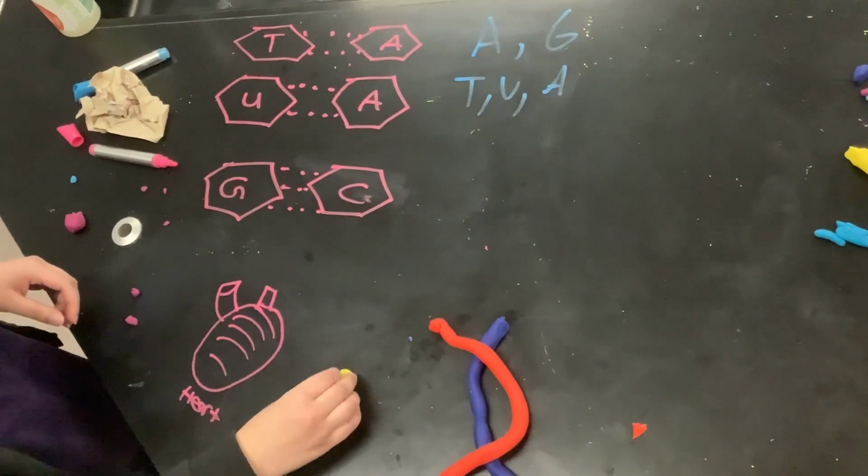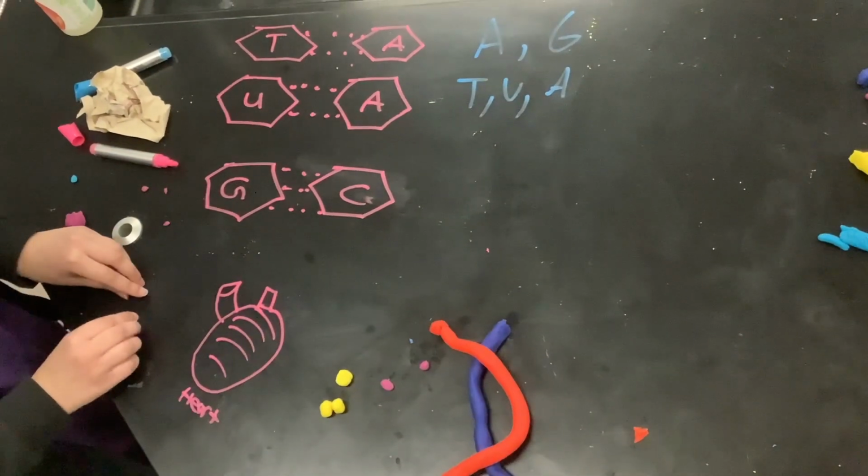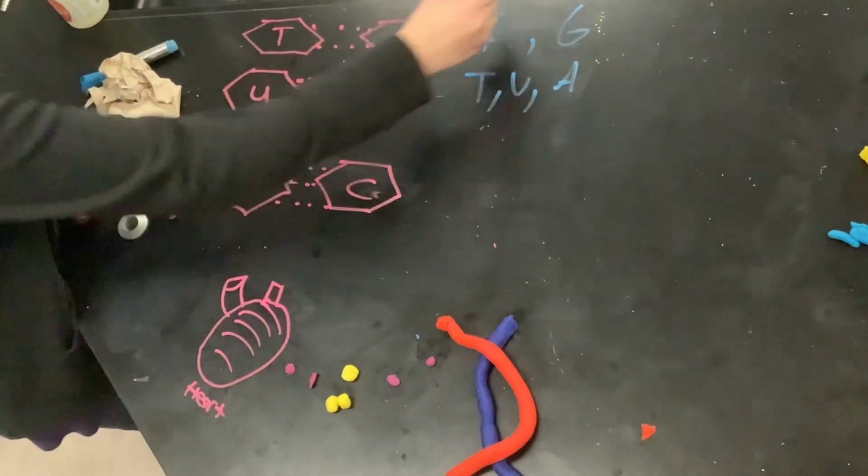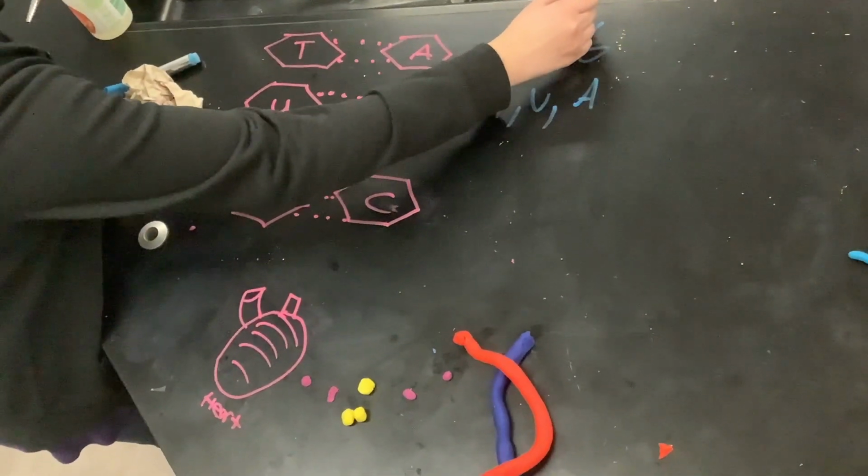Adenine binds to thymine or uracil with a double bond, while cytosine bonds to guanine with a triple bond. Adenine and guanine are purines, which are double ring. Thymine, uracil, and cytosine are pyrimidines, which are single ring.